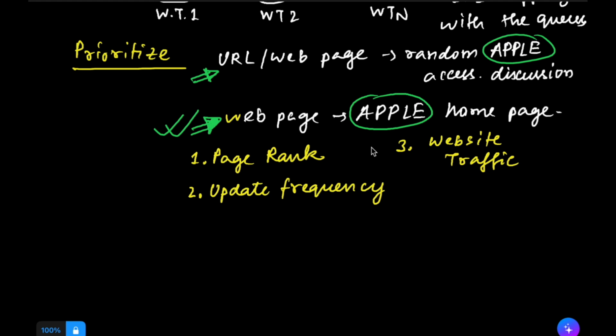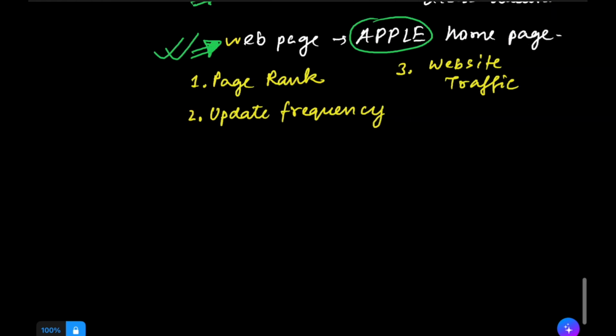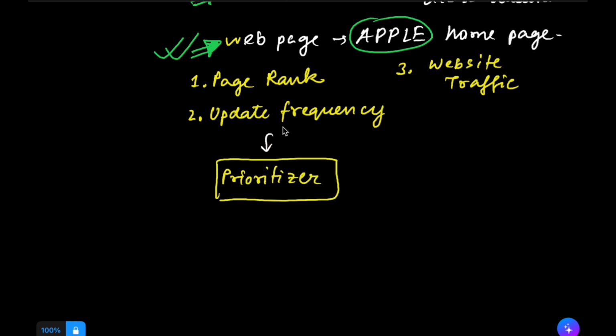So how do we handle this URL prioritizing? For that, what we use is a prioritizer. So what is a prioritizer? It takes a URL as input. So I have a prioritizer, let's say. It takes an input URL and it computes the priority of the input URL.